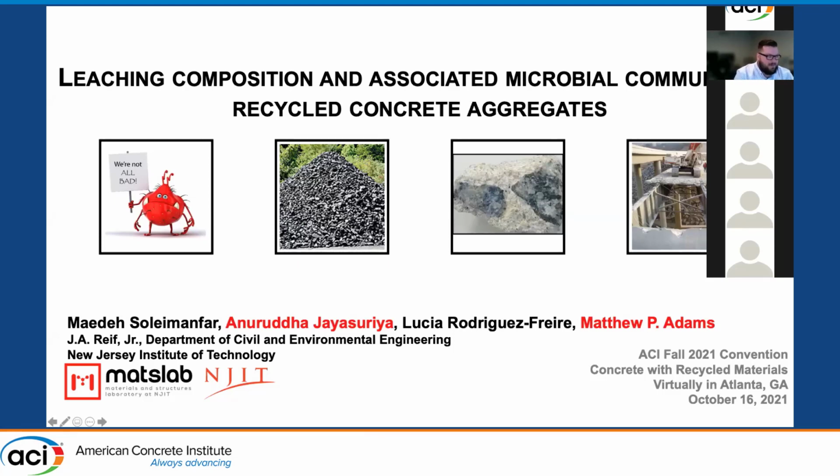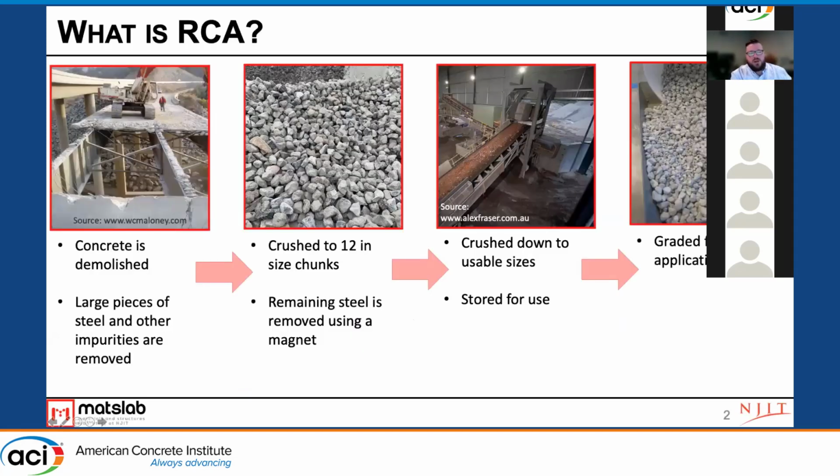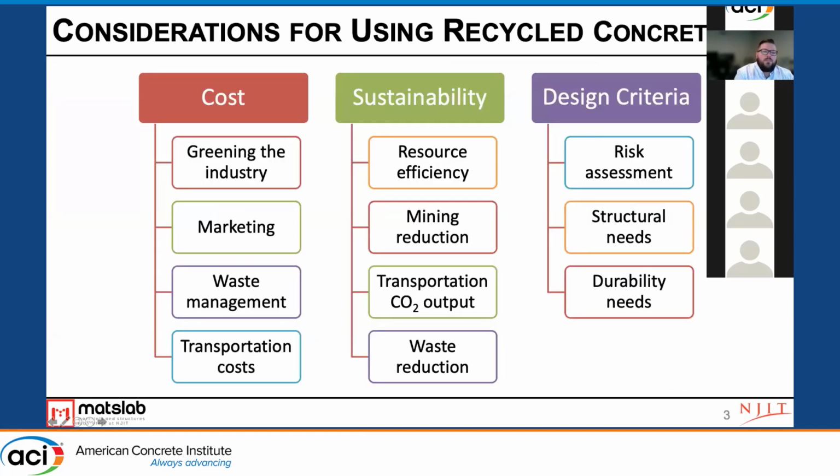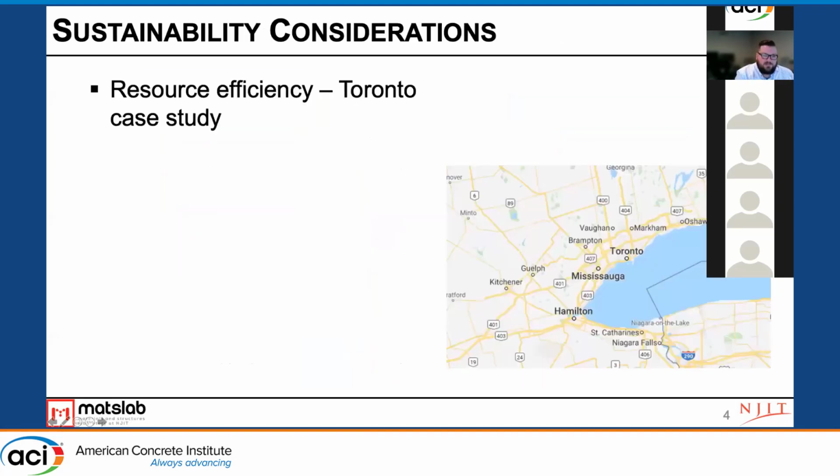So we've already talked a bit about RCA, but this is crushed concrete material that then gets graded for specific applications. The reason we use this, there's a number of reasons. There can be good cost benefits of this. There's sustainability reasons, and looking at specific design criteria.